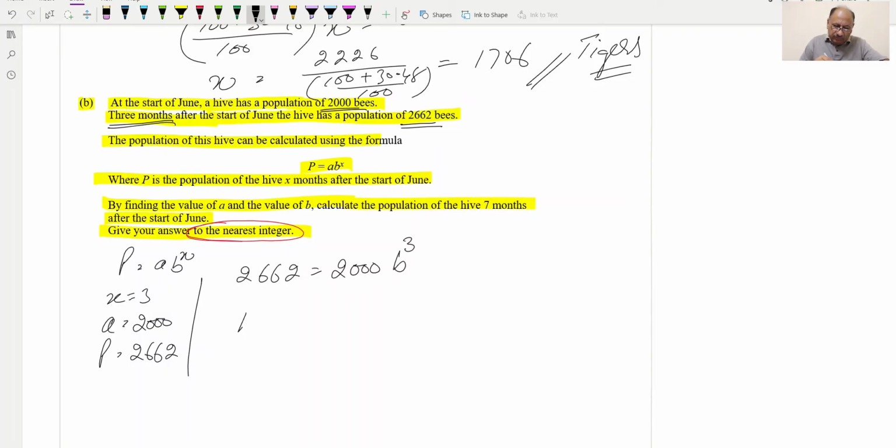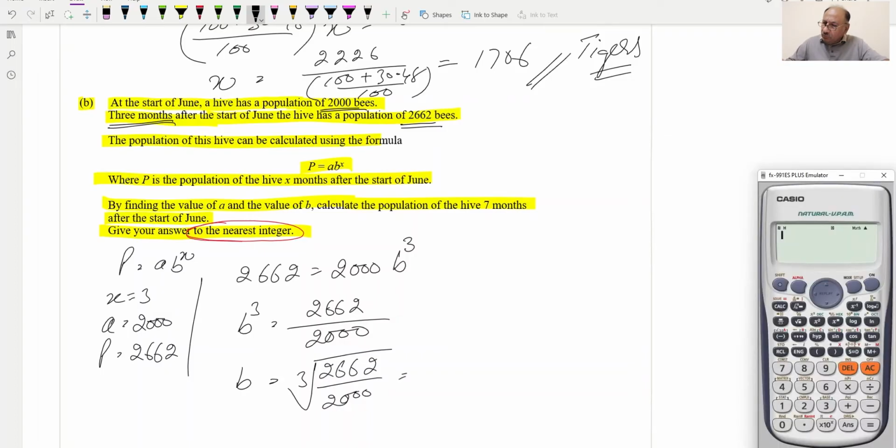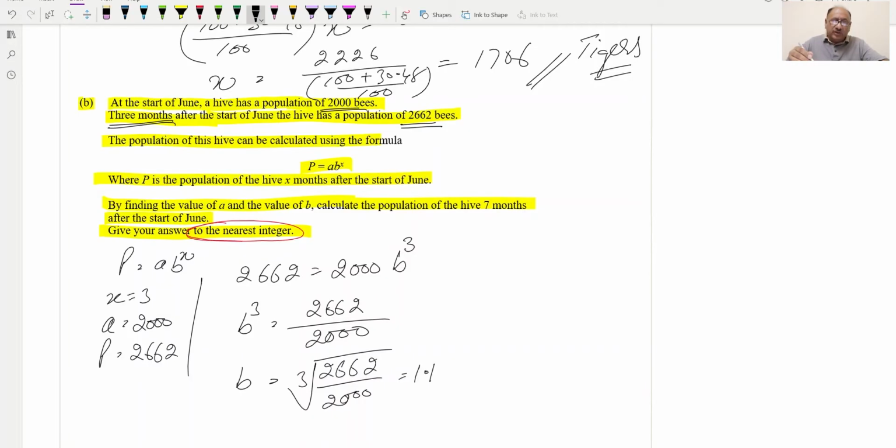And now we can write B cubed is equal to 2662 divided by 2000, and to get rid of this cube we can take the cube root. So B will be equal to the cube root of 2662 divided by 2000, and this will be equal to how much? We will check. This will be the cube root of the fraction 2662 divided by 2000, and this is equal to 1.1. So the B value will be 1.1.